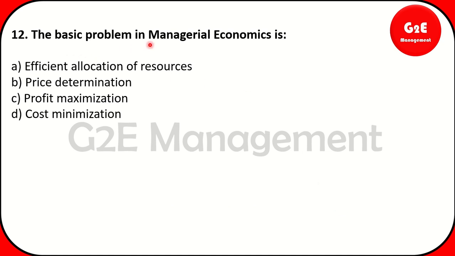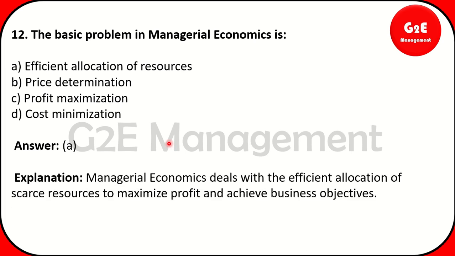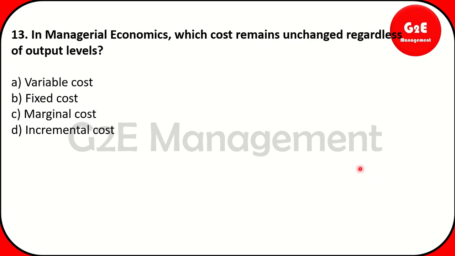Number 12, the basic problem in managerial economics is: efficient allocation of resources, price determination, profit maximization, or cost minimization. The basic problem will be efficient allocation of resources. That is a main part for the business, right? If they are allocating the available resources efficiently, they can make a profit. So managerial economics deals with the efficient allocation of scarce resources to maximize profit and achieve business objectives.